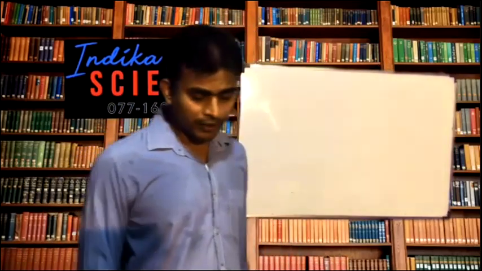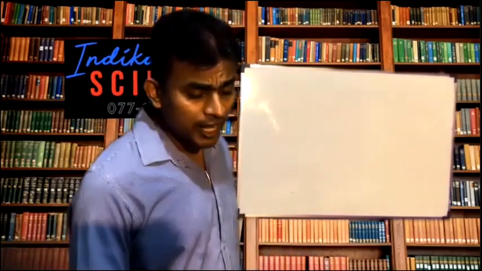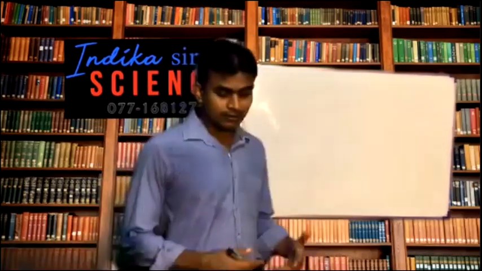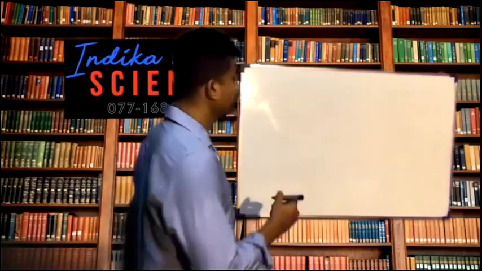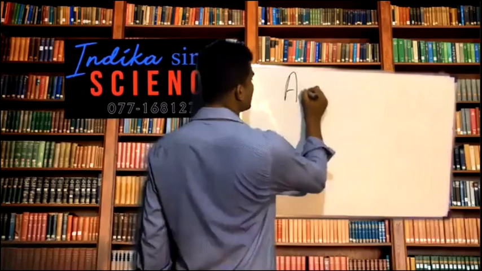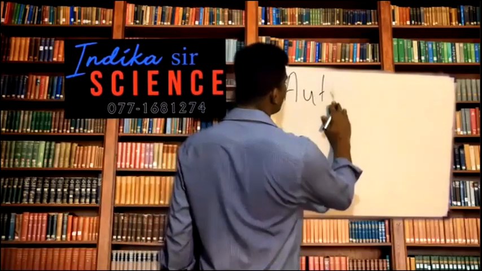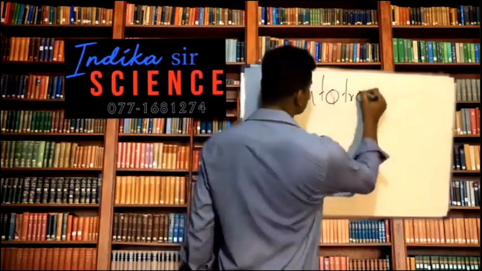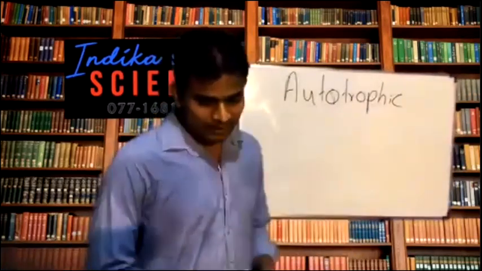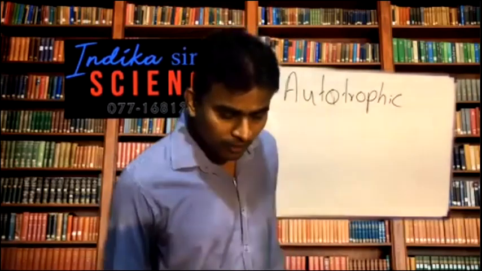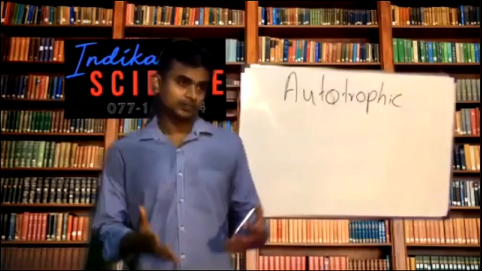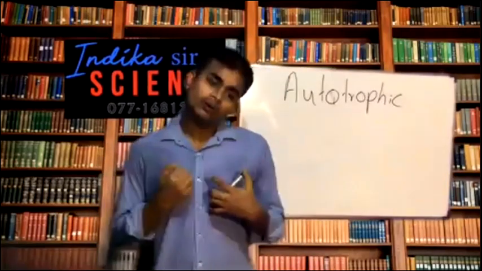So can anybody tell me what kind of organisms produce their food by themselves? What is the name given for these organisms? Autotrophic. Yeah, we call them autotrophic organisms. You can complete the blank. They are known as autotrophic organisms. Autotrophic organisms. Yes.